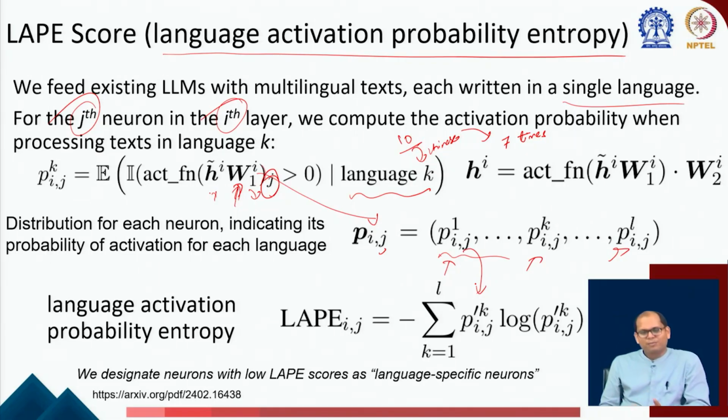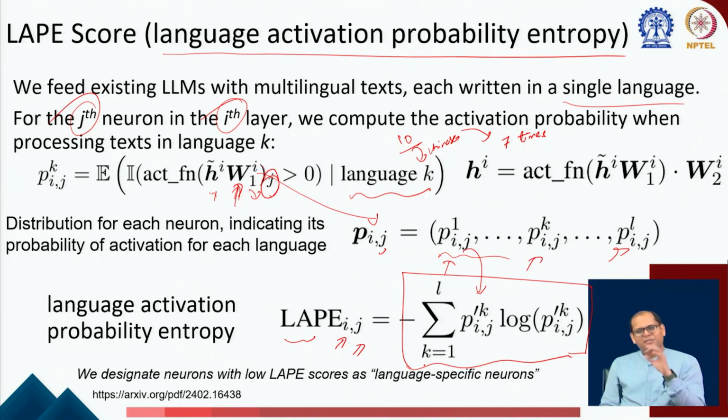And then once you have the distribution, you compute the LAPE score, that is for the ith layer jth neuron, what is the entropy across languages. Now, what would you guess? If a neuron is language specific, it will fire only for specific languages, but will not fire across languages, right. So, it should have a high entropy, right. So, they compute the entropy score. I mean, if it is uniform, then you will have a very high entropy.